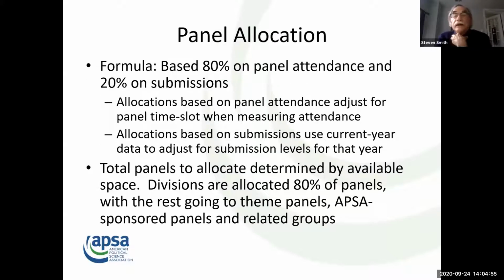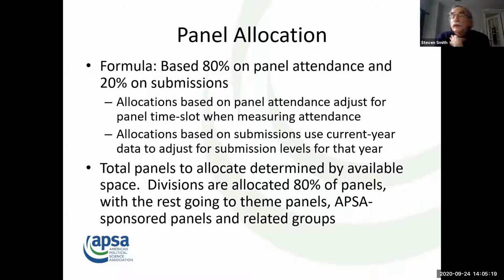The panel allocation is, we have a formula for the panel allocation based 80% on panel attendance and 20% on submissions. So allocations based on panel attendance adjust for panel time slot when measuring attendance. Allocations based on submissions use current year data to adjust submission levels for the year.